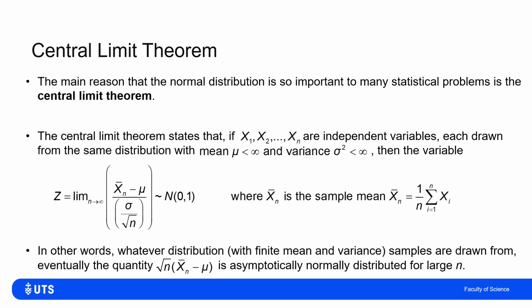And what this means is that whatever distribution, and my only assumptions are that the mean and variance are finite, whatever distribution I draw samples from, then for a large sample, I can say that the square root of the sample size times the sample mean minus the population mean will tend towards a normal variable. It's asymptotically normal for large samples of size n.